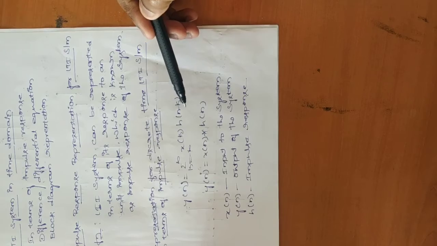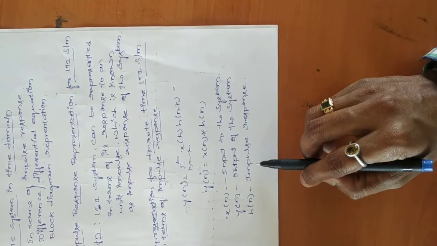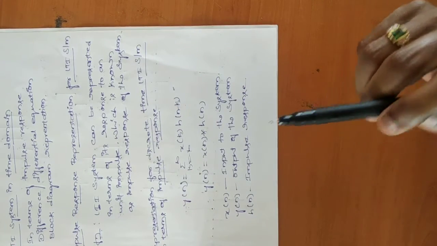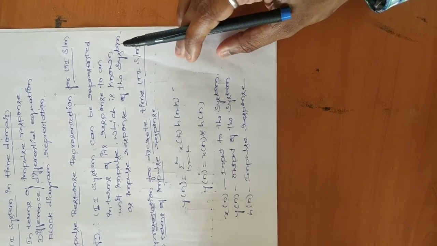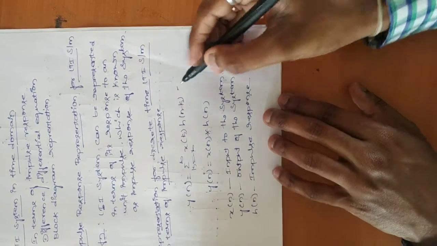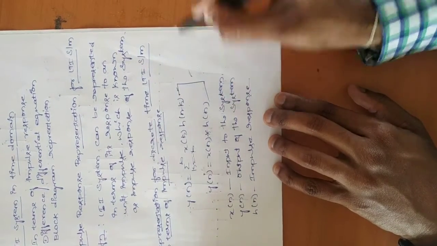Till now we have been talking about the impulse response. Here it comes: h of n represents the impulse response of any system. So just remember these two equations to solve the problems.